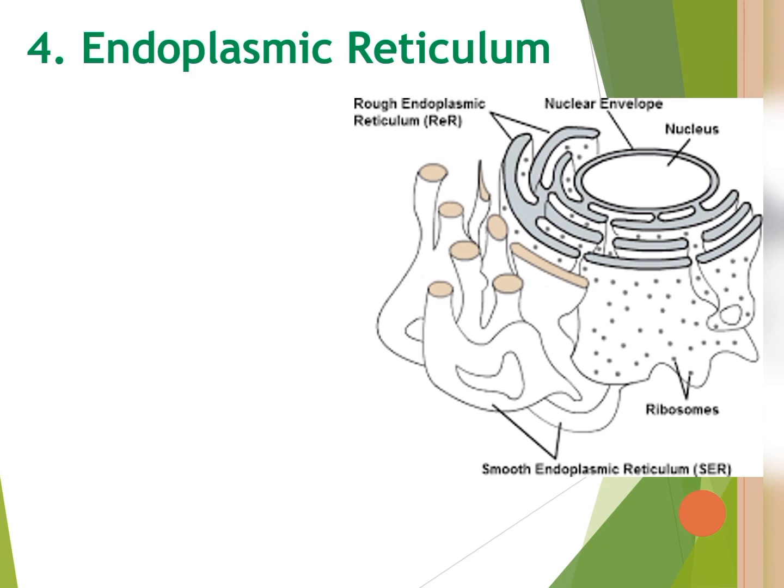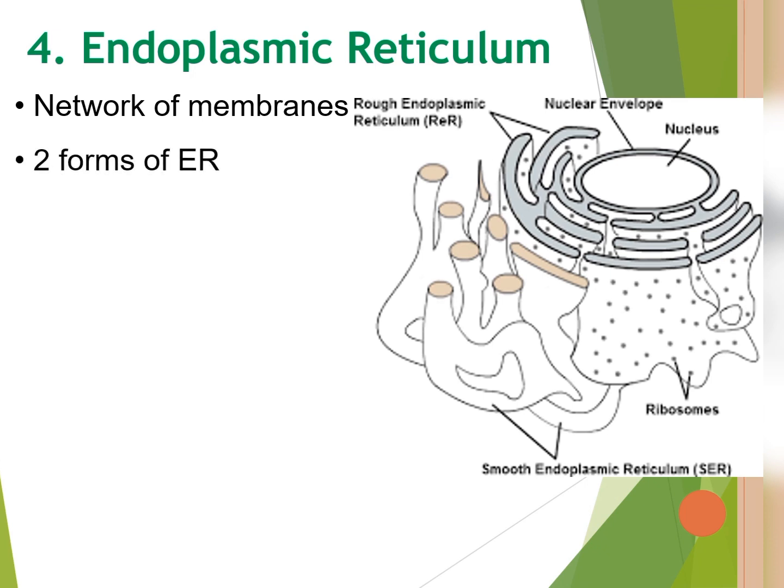Another organelle is the endoplasmic reticulum. The endoplasmic reticulum is a network of membranes in the form of flattened tubules. It extends from the nuclear envelope, which is a membrane around the nucleus, to which it is connected, throughout the cytoplasm. This endoplasmic reticulum is so extensive that it constitutes more than half of the membranous surfaces within the cytoplasm of most cells.